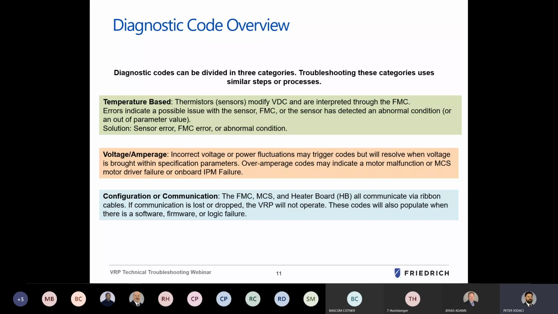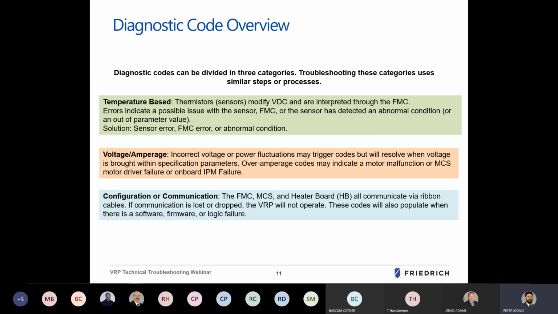So the diagnostic codes, or the error codes, can be divided into 3 basic categories. Troubleshooting these categories uses pretty similar steps or processes in order to figure out what the actual problem is. So we're going to go over each category one at a time, and then we're going to go into a little bit of a dive into the codes in that category.